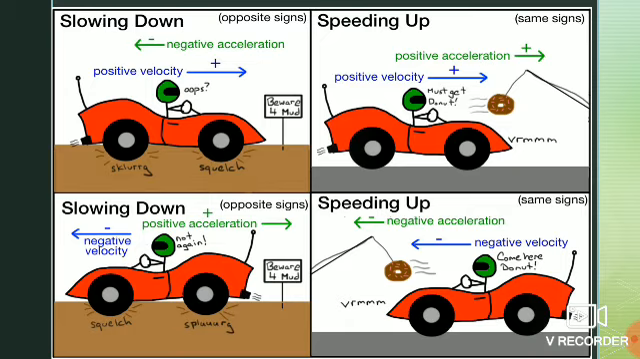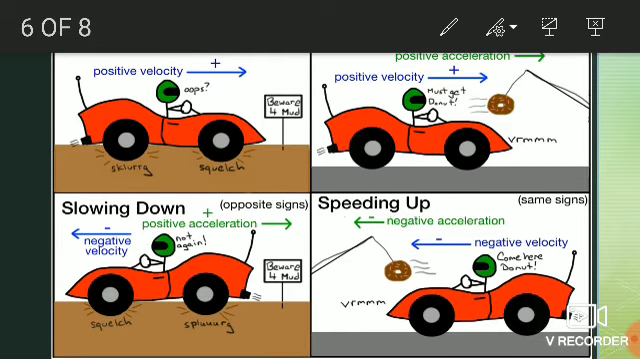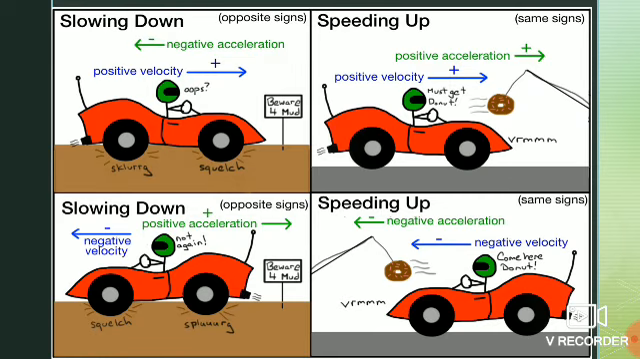When the velocity of an object increases, that is, when the velocity is positive and speeding up, in this case the acceleration is in the direction of velocity. In speeding up, both are in the same direction.